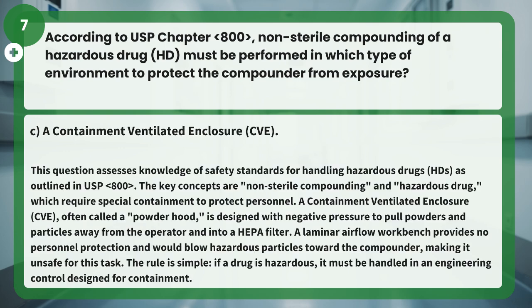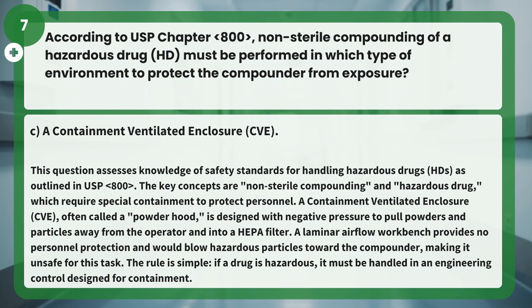Answer: C. A containment ventilated enclosure, CVE. This question assesses knowledge of safety standards for handling hazardous drugs, HDs, as outlined in USP <800>. The key concepts are non-sterile compounding and hazardous drug, which require special containment to protect personnel. A containment ventilated enclosure, CVE, often called a powder hood, is designed with negative pressure to pull powders and particles away from the operator and into a HEPA filter.